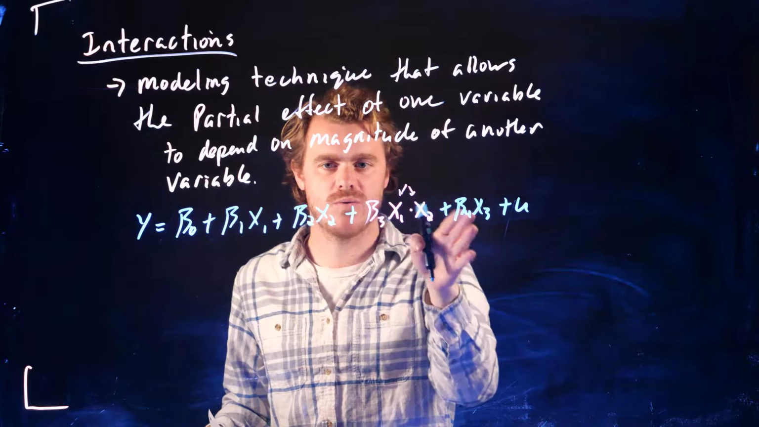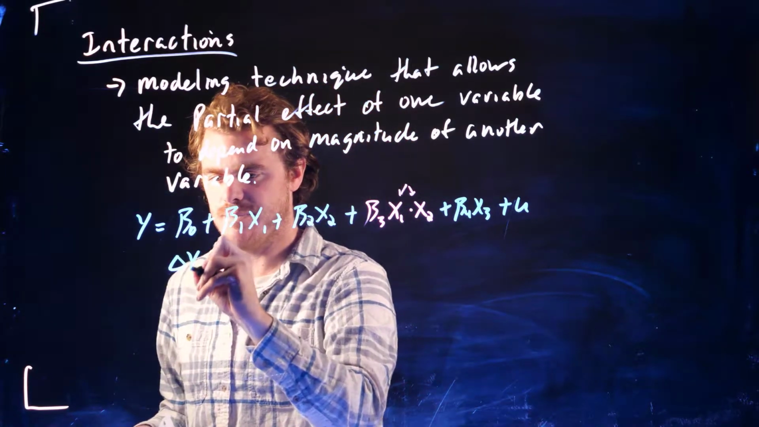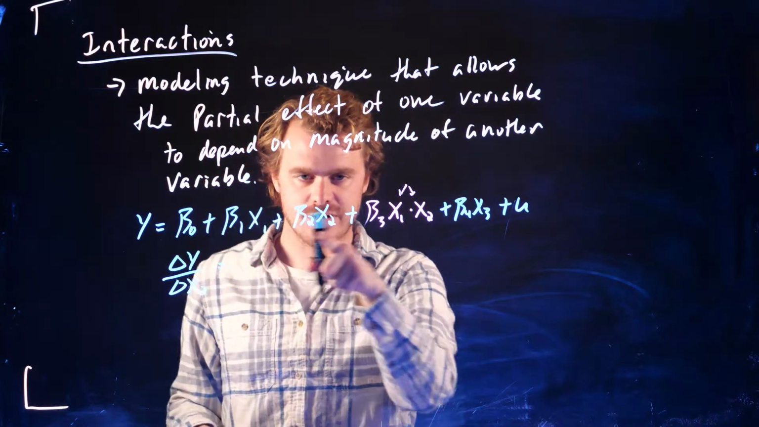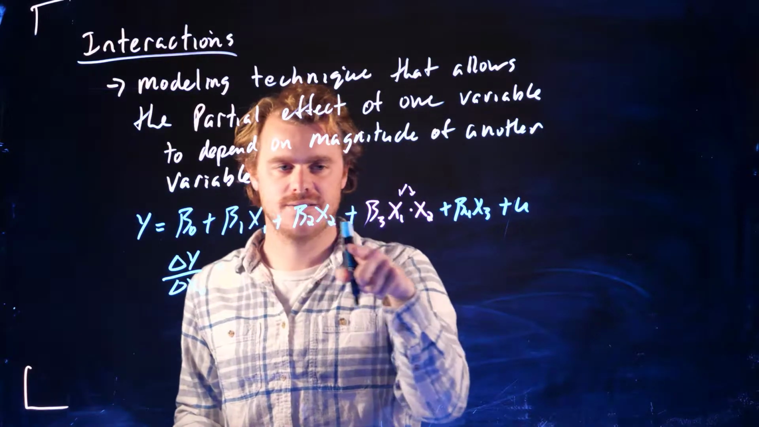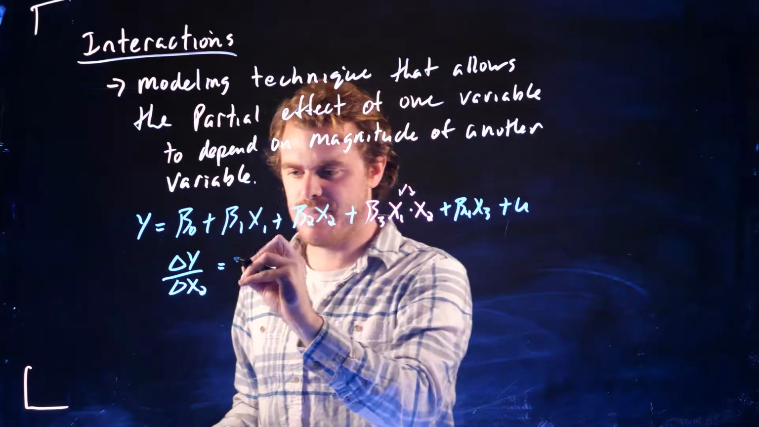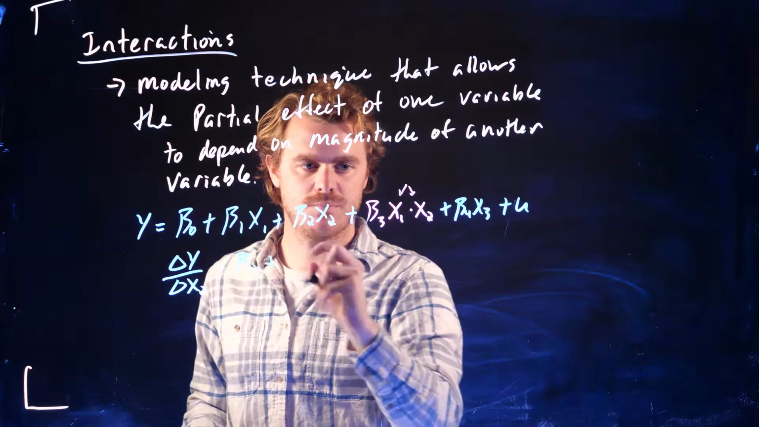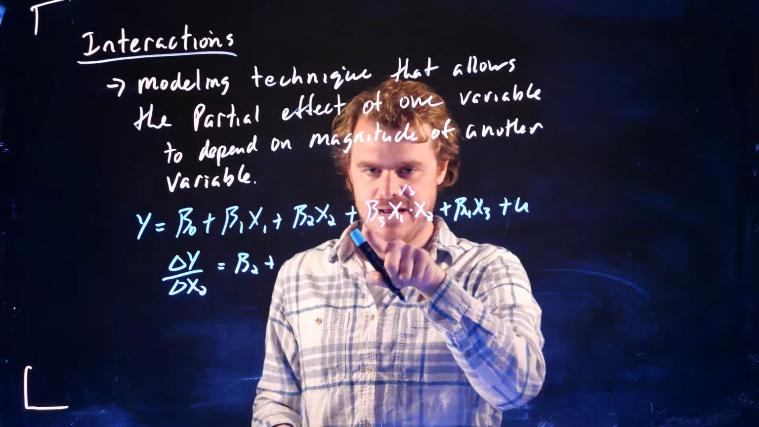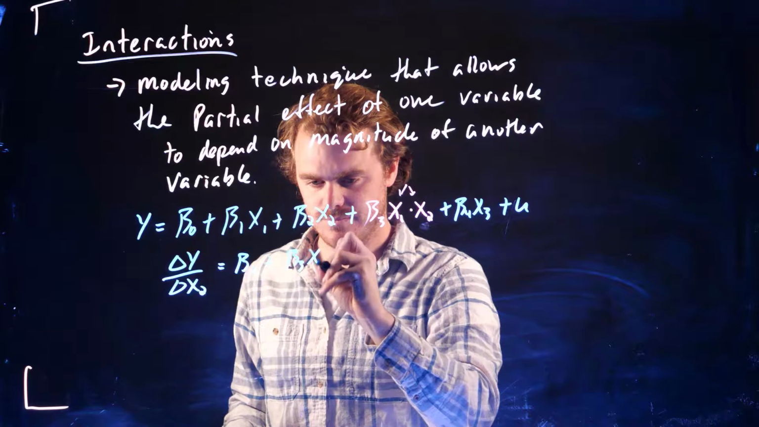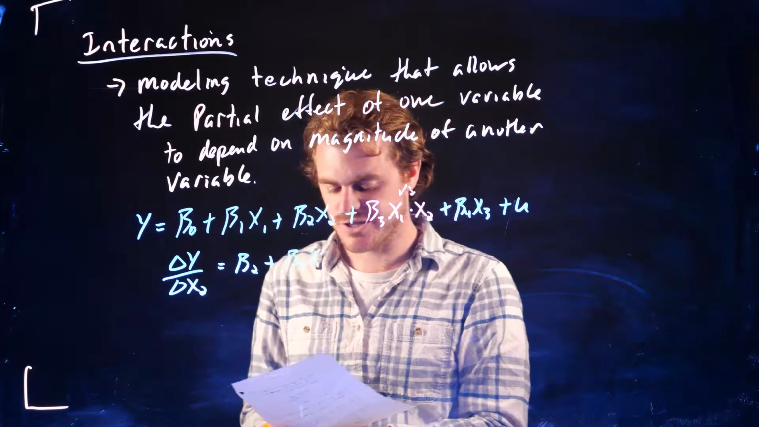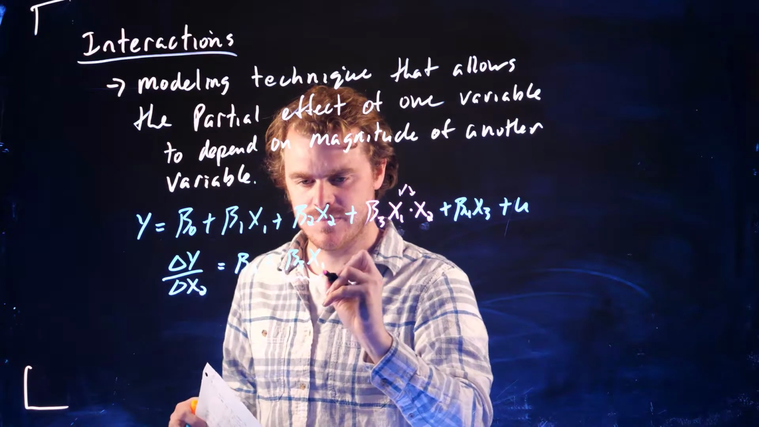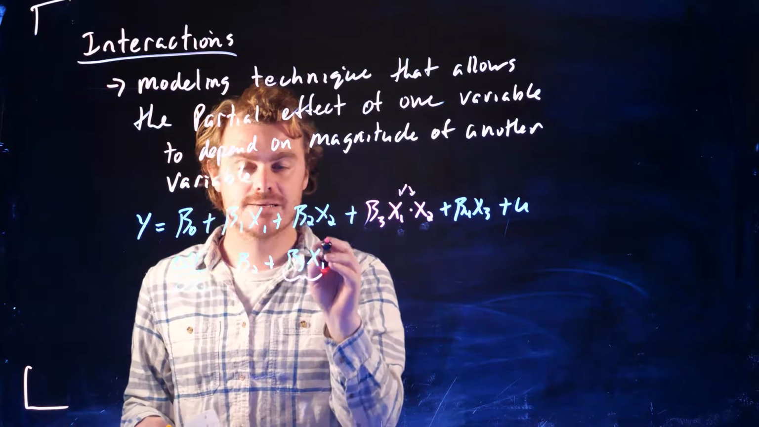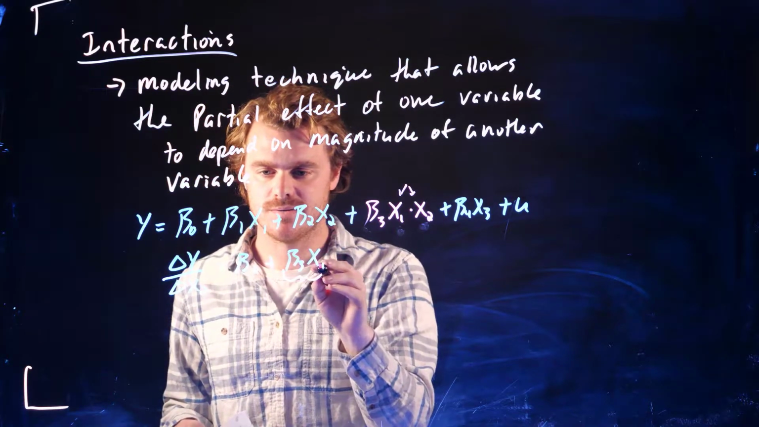Now if we're interested in the partial effect of x2, we take the derivative of this right-hand side with respect to x2. Then we have beta 2 plus, taking the derivative with respect to x2, this becomes a 1, beta 3 times x1. So this is this extra term because of this interaction. Now the partial effect of x2 depends on the level of x1.